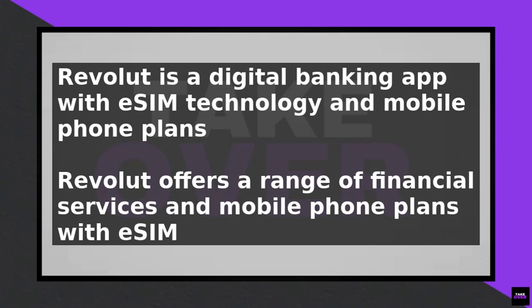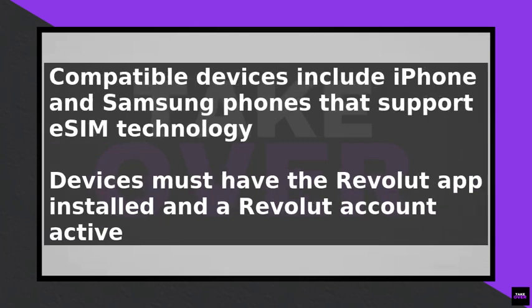First, open the Revolut app and navigate to the hub, where you can find the mobile plan option. Select your country and the type of plan you want, and follow the prompts to purchase the plan.